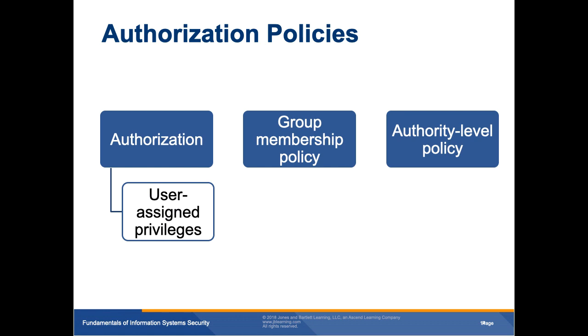Authorization policies. You have authorization, you have group membership policies, and authority level policies. So authorization, users are assigned privileges. Right? Group memberships, the groups are assigned privileges, and users are then put in groups. And that's the best model for most user access. You don't grant users access, you grant groups access, or roles of groups, and then you put the users in the roles of groups. And then authority level policies can be used.